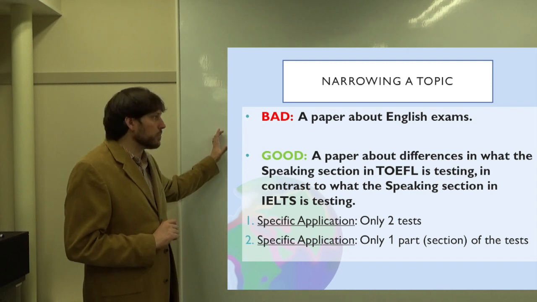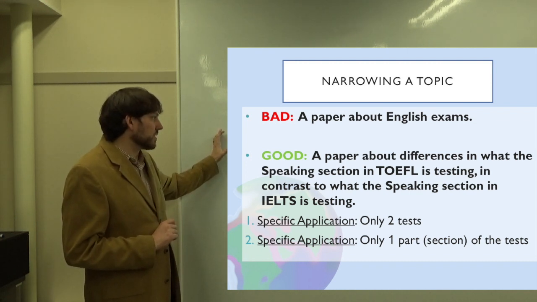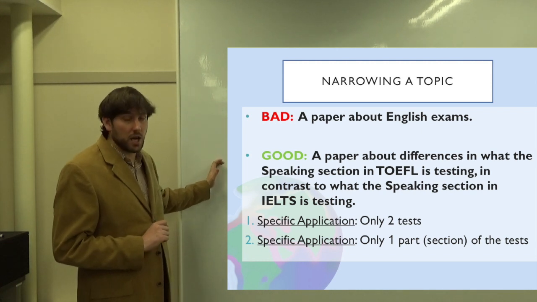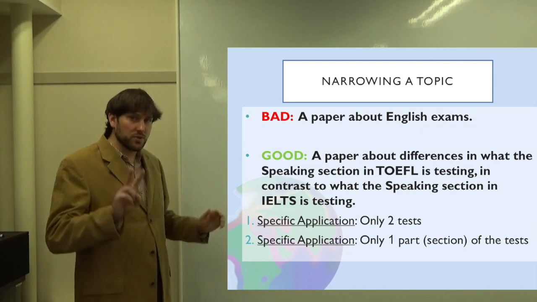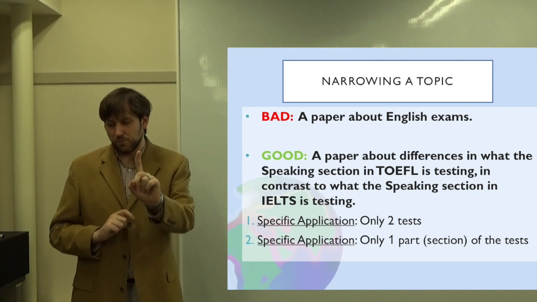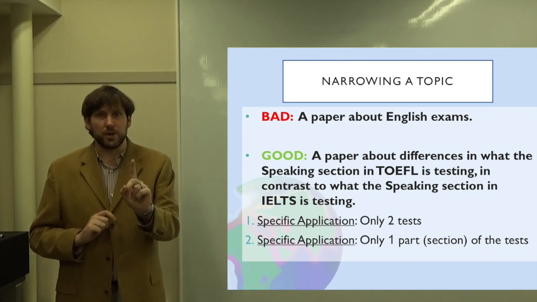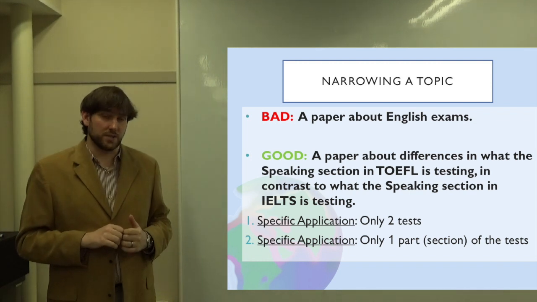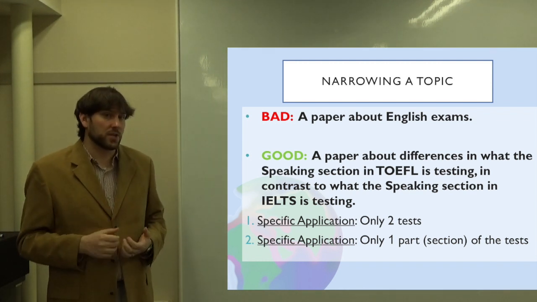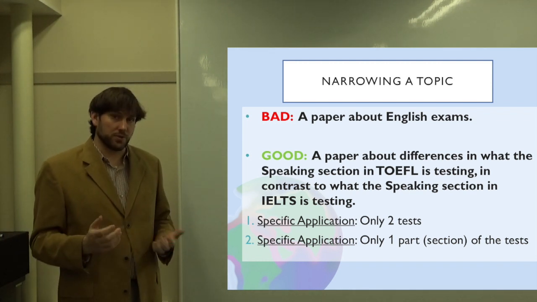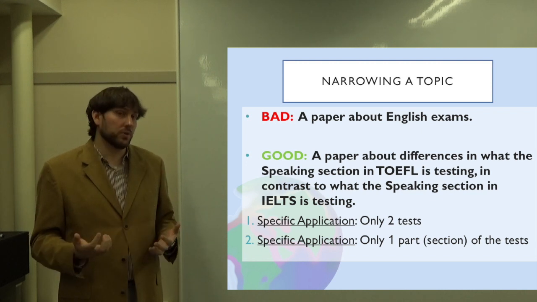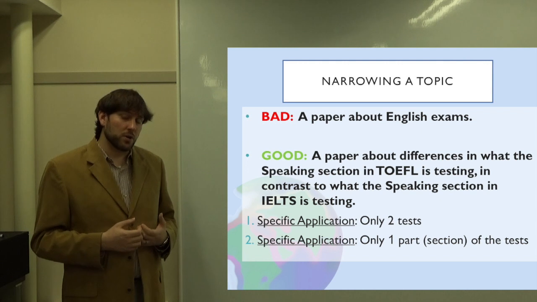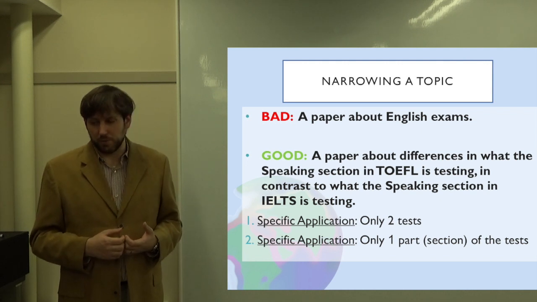So good, a paper about differences in what the speaking section in TOEFL is testing, in contrast to what the speaking section in IELTS is testing. This would give us just two tests, and this would give us one area where they have a lot in common, where we could make smaller grain comparisons, and we could have a thesis. We could say that we think the IELTS test better tests general skills. We could say something like the TOEFL test better tests academic English skills. Either way, we are able to say something, and that's the important part.